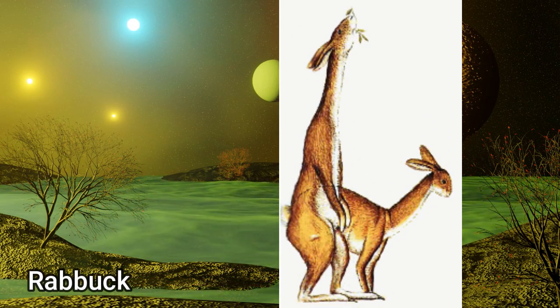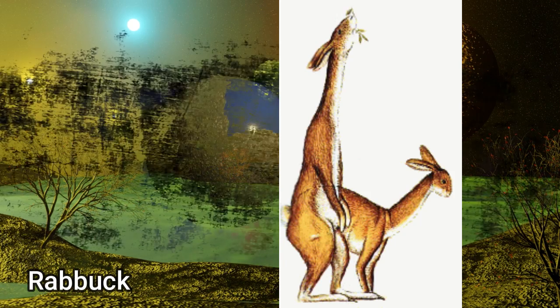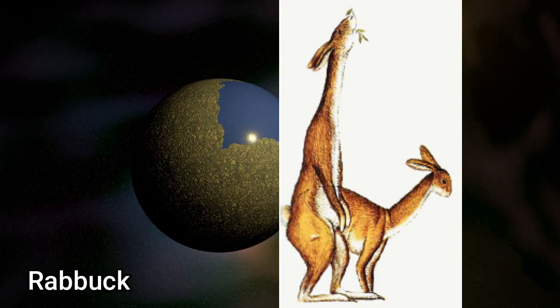Rabbux, descended from rabbits. In the year 50 million AD, in the Postamic period, they fill in the niches of deer, most antelope, zebras, and even giraffes in part.